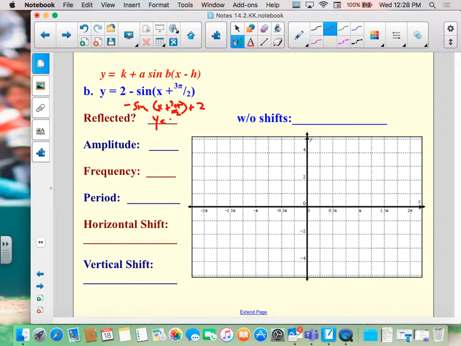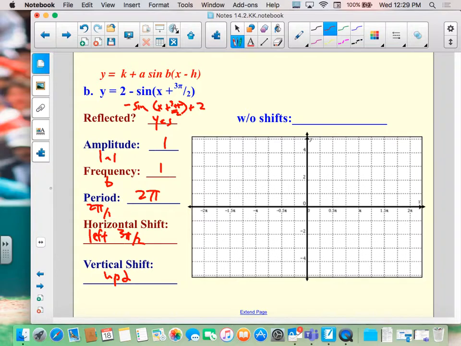Yes, this one is reflected. It's got the negative. It has an amplitude of 1. The amplitude is the absolute value of A. It has a frequency of 1. B is your frequency, the number in front of the parentheses. The period is 2 pi over B. This is another one that's nice. It's 2 pi. It does have a horizontal shift. Plus is to the left, and it's left 1.5 pi, 3 pi over 2. And our vertical shift is up 2.